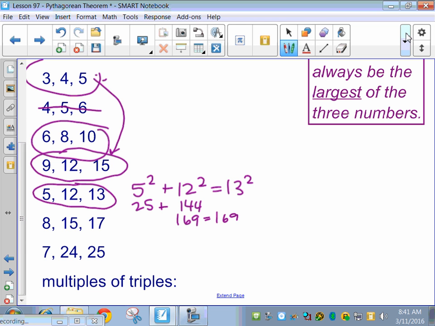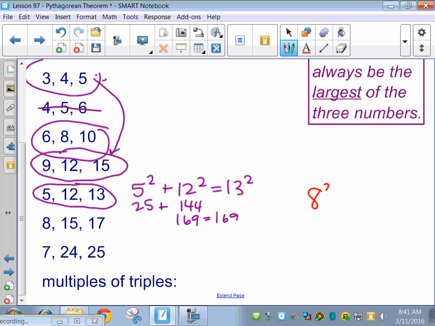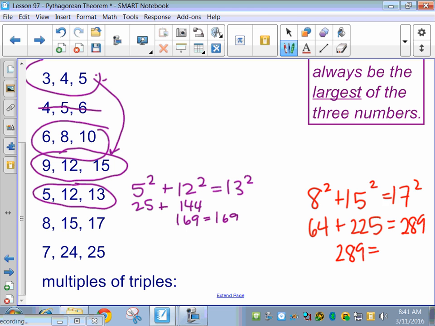How about 8, 15, 17? Should we check that one and see if it is? Yeah, let's check it. All right, so we've got 8 squared plus 15 squared equals 17 squared. Again, to check, be sure you put the biggest number in the c squared spot, because that's the hypotenuse. What's 8 squared? Good. What's 15 squared? 225. Anybody got 17 squared memorized? Caleb? Nice. 289. All right, if we add these, guess what we get? 289. So is that a triple? Yes. Boom. Look at all those triples.